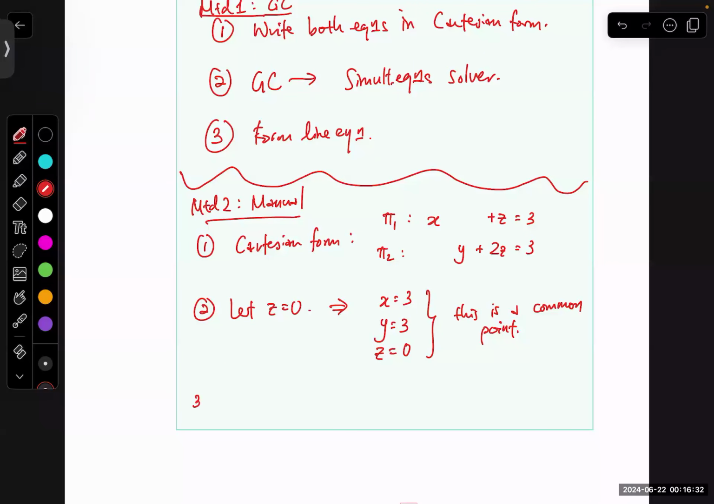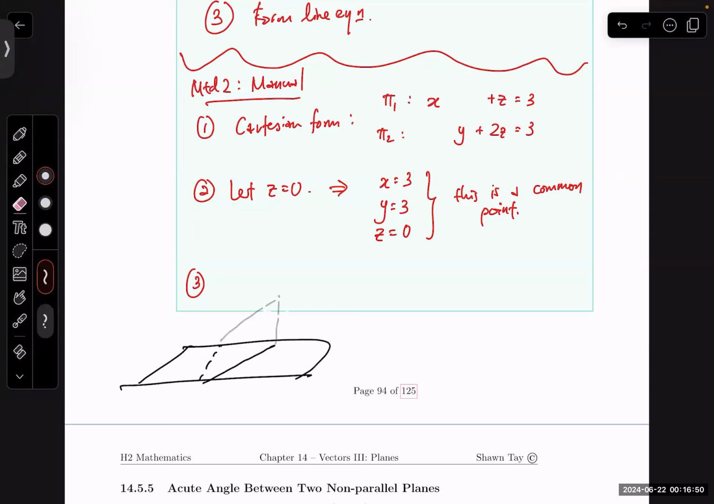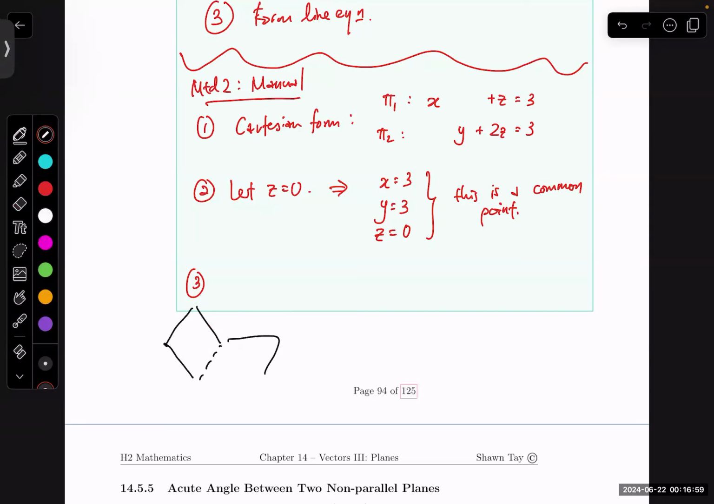I draw a picture. I have a plane, and another plane, like an open book. I think that'll be easier. I have found a common point.